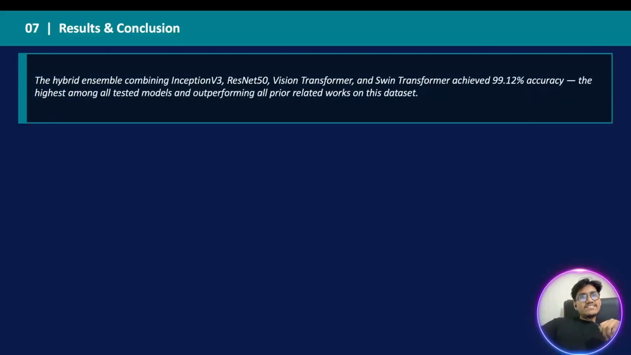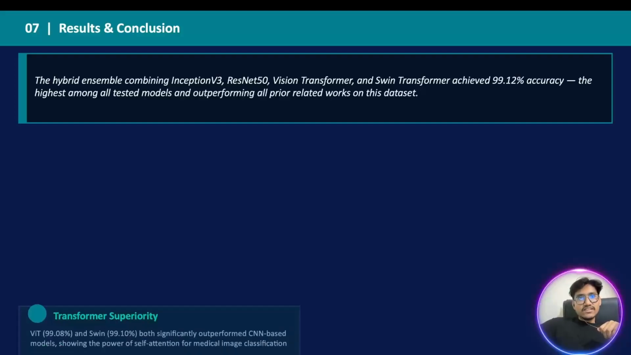And then lastly, let's bring everything together in the conclusion. Now, as stated in the highlight summary, the hybrid ensemble combining Inception V3, ResNet 50, Vision transformer and Swin transformer achieved 99.21% accuracy, the highest among all tested models, and outperforming all prior related work on this dataset.